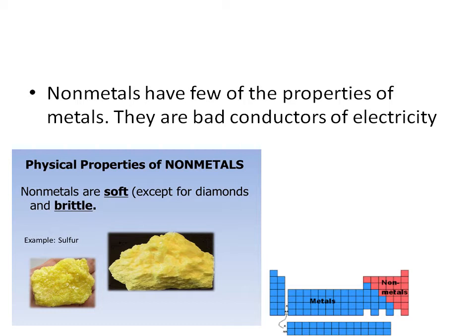They don't make up very much of the periodic table, but a number of very important non-metals exist, such as oxygen, which is absolutely critical for life. We will see later on that one of the differences is that metals give away electrons and non-metals accept electrons.